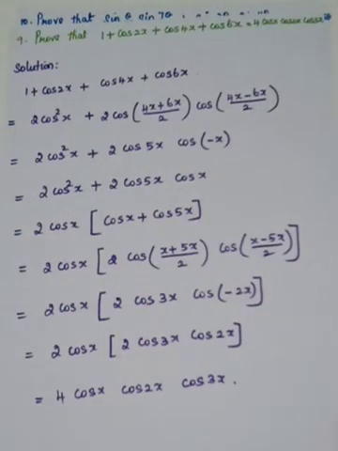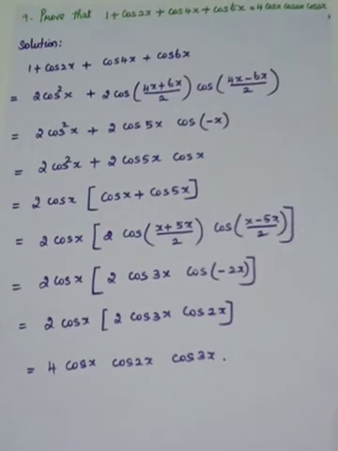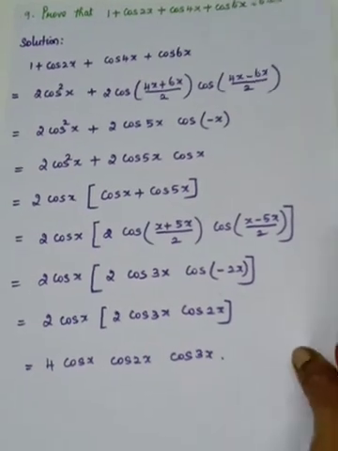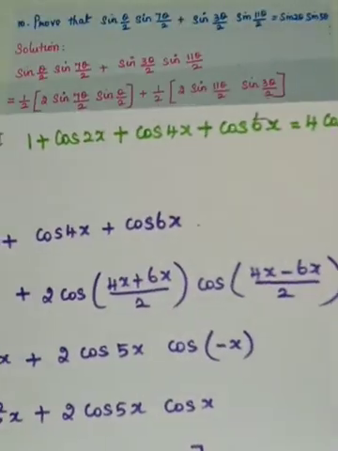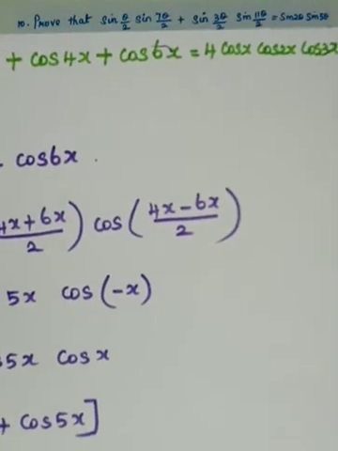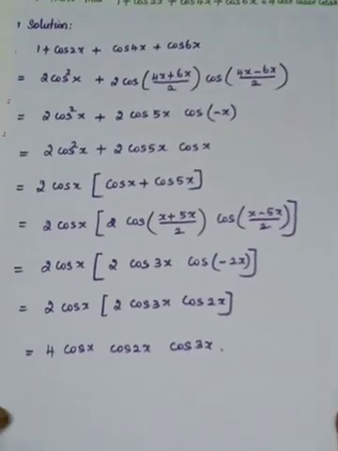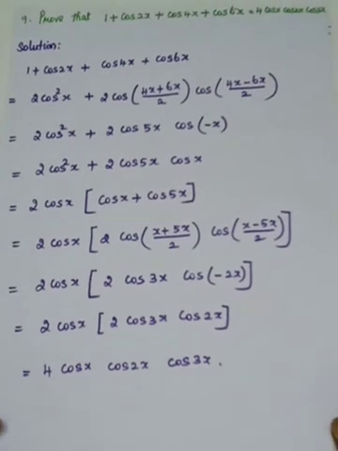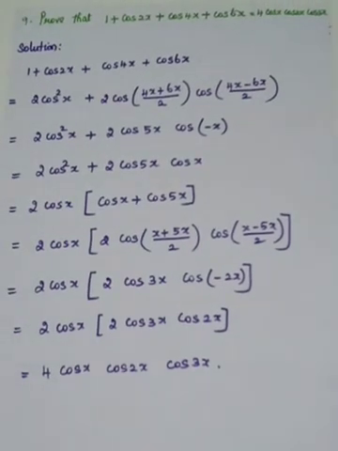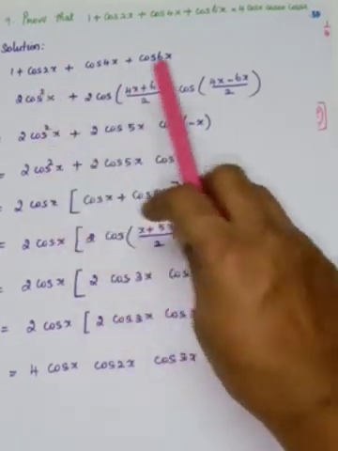Coming to the 9th problem. Prove that 1 plus cos 2x plus cos 4x plus cos 6x is equal to 4 cos x cos 2x cos 3x. Okay, see now here 1 plus cos 2x, I have kept as it is, and cos 4x and cos 6x. Okay, so I have taken the left hand side.